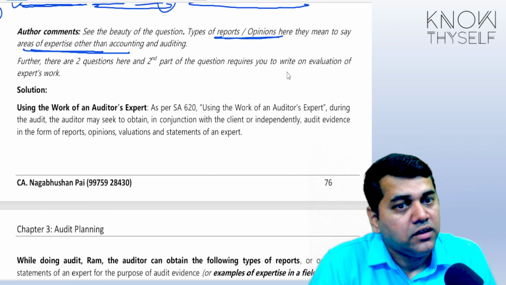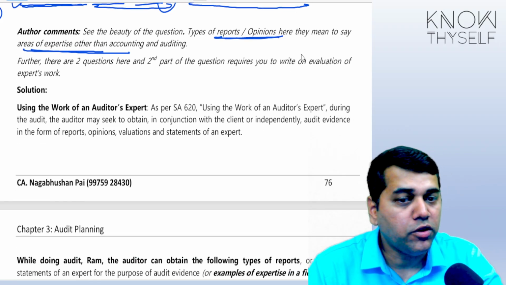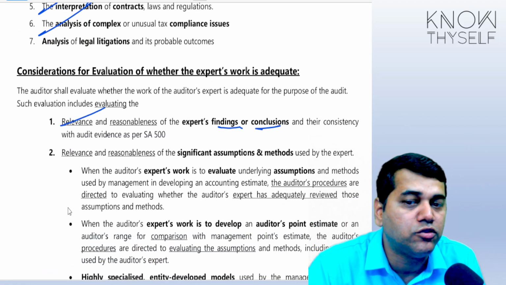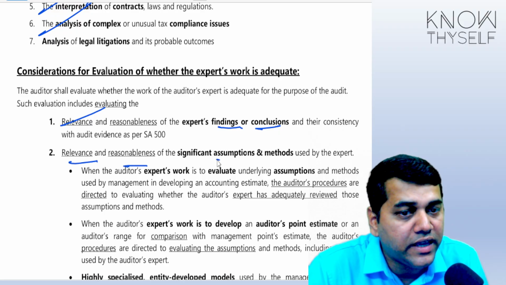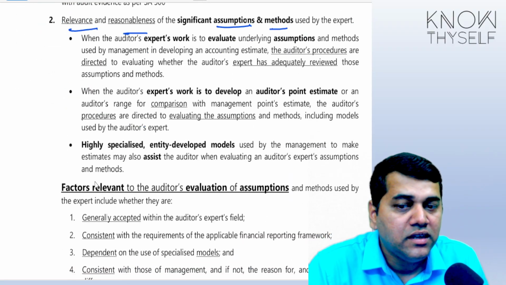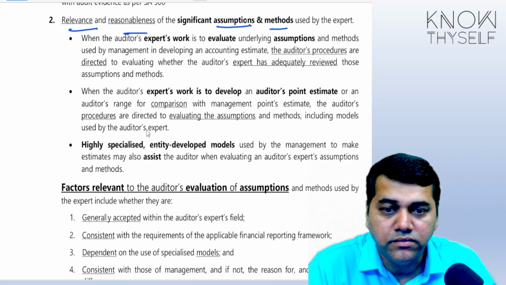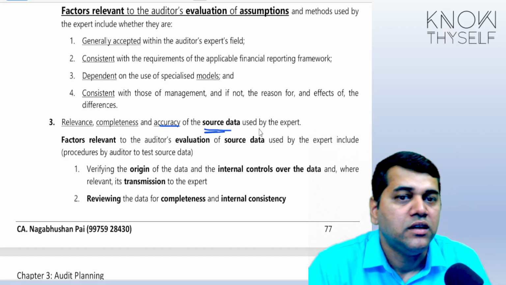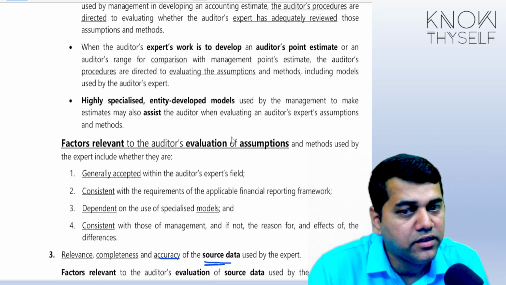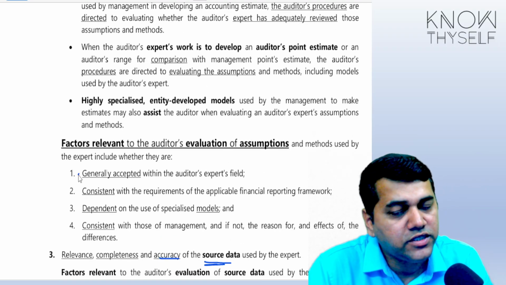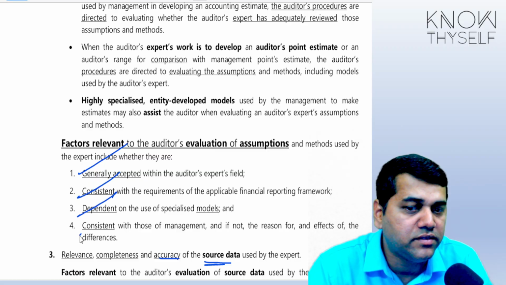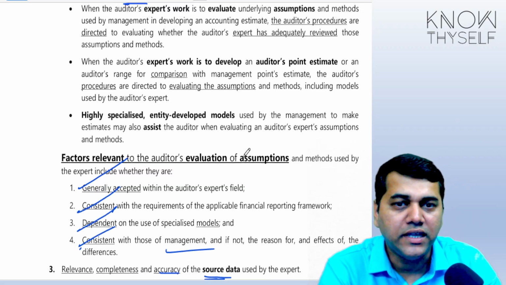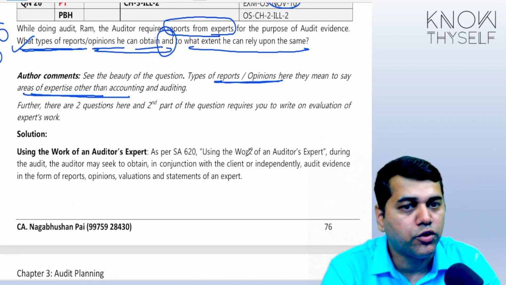To what extent he can depend upon the evaluation, he should evaluate the relevance and reasonableness of the findings and conclusions, the relevance and reasonableness of the assumptions and methods, and the relevance, completeness and accuracy of the source data. Now, how does he say whether assumptions and methods are relevant? He checks that they are generally accepted, consistent with the financial reporting framework, dependent on specialized models, and consistent with the management's models. So like this, students, you have to see what you can write and explain here.